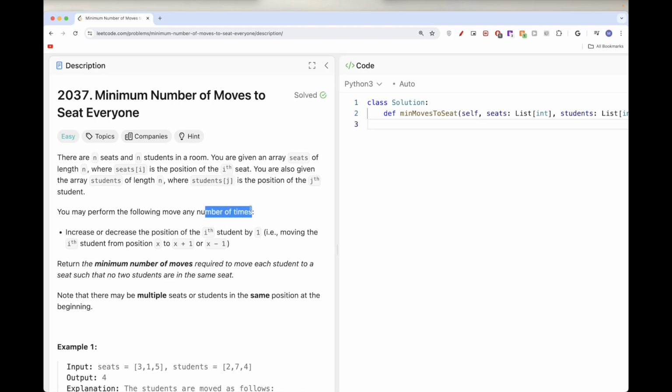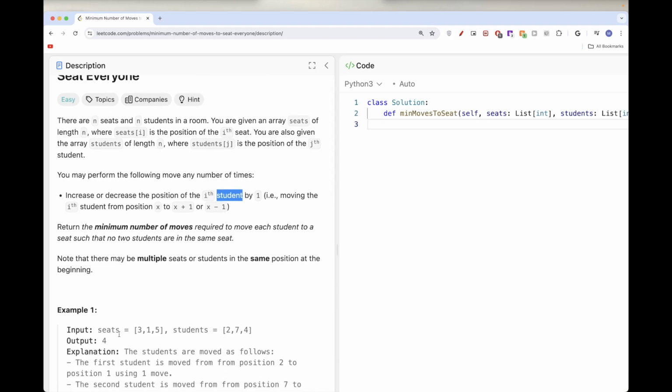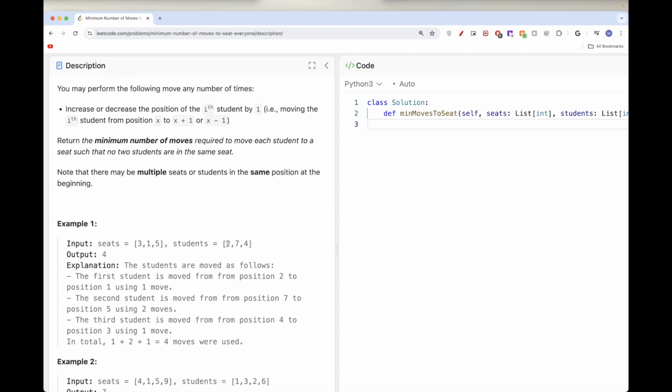And what we can do is this operation any number of times. The operation can be either increasing the position of the ith student by one or decreasing it. So pretty straightforward. Now, what do we mean by increasing or decreasing it? For example, for the student at position 2, if we increase the position, it becomes 3. If we decrease it, it becomes 1. Same thing here. Increase the position, then they will be in seat 5. If we decrease it, they will be on seat 3.